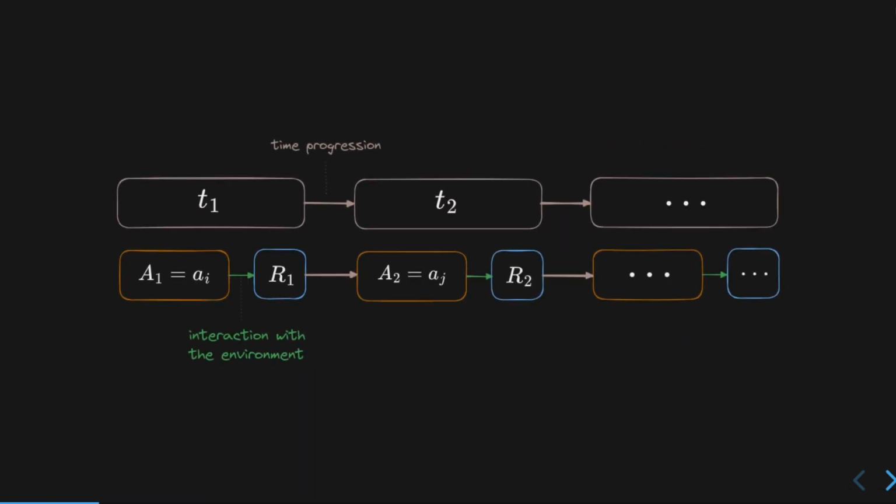In each time frame, we select one action based on some sort of strategy. Then we interact with the environment, which produces the reward, and then we move to the next time frame. This process repeats itself for as long as it is necessary, and the duration may be different for different applications.